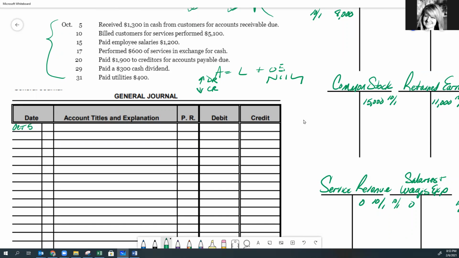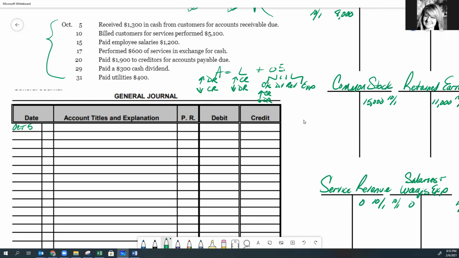We said all of our liabilities increase with a credit and decrease with a debit. And then in owner's equity, we had common stock, dividends, revenue, and expense. We said that when common stock increases, owner's equity increases. So we're going to increase common stock with a credit because that's how we increase owner's equity. And so therefore we'll decrease common stock with a debit.